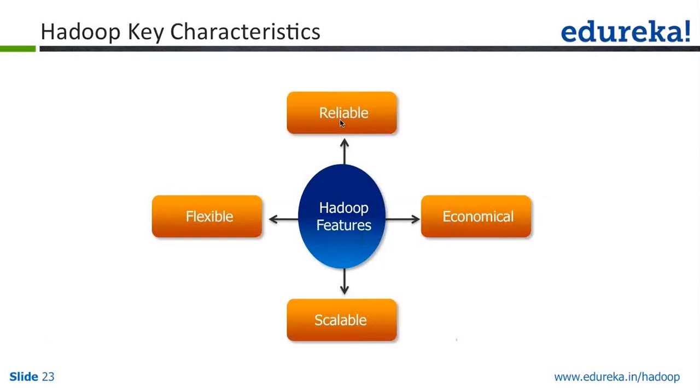Scalable: it is largely scalable. There's no limit on the number of nodes you can add, and solutions like Teradata and Exadata cannot work if the data becomes larger than, say, 10 terabytes. That is where Hadoop comes into play. Hadoop can process really large data sets, maybe in the order of petabytes as well. And theoretically, there is no limit to the scale.